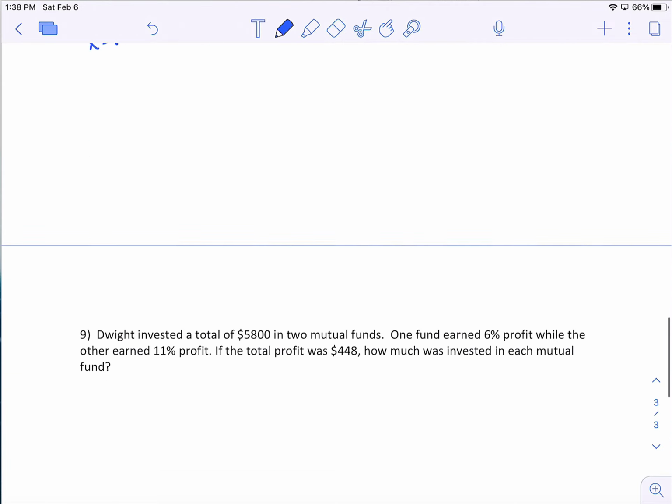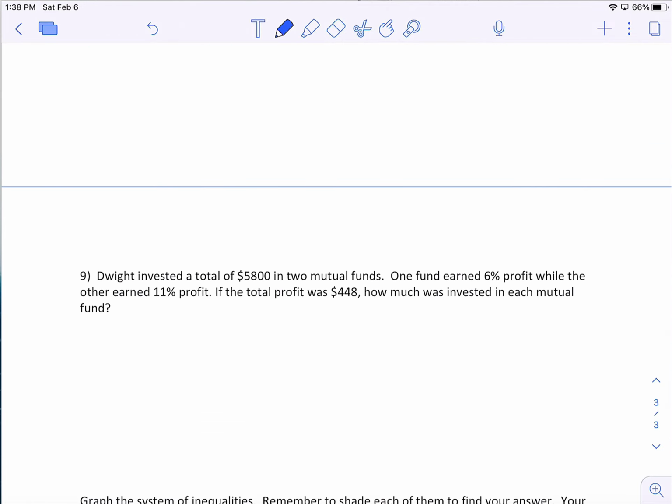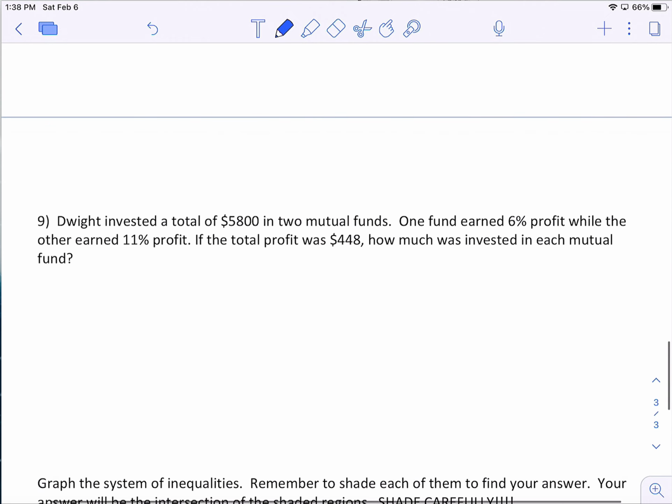Okay, all right. Next up, the dreaded word problem. So Dwight invested a total of $5,800 in 2 mutual funds. One fund earned 6% profit while the other one earned 11% profit. So the total profit was $448. How much was invested in each mutual fund? Okay, I know these are tricky.